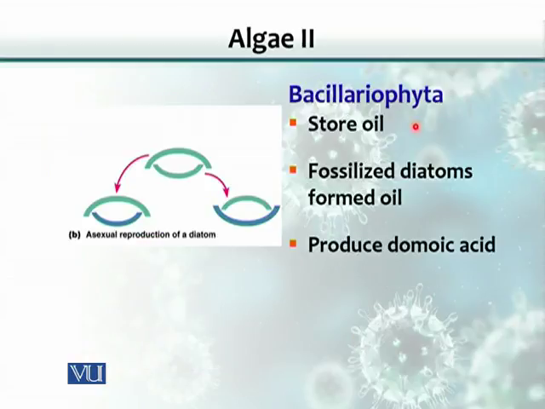They are one of the most important algae that store oils. So all this petroleum which we get from the earth, from the soil, was produced by basically these algae. Fossilized diatoms basically form the oil that we extract. They also produce domoic acid.